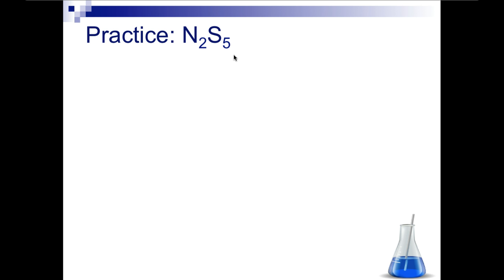Let's look at another practice. We have N2S5. So what would be the name of this compound? We have 2 nitrogens, so it's going to be dinitrogen, and we have 5 sulfurs, and the name for sulfur when we write it in a compound is sulfide. So we have dinitrogen pentasulfide.